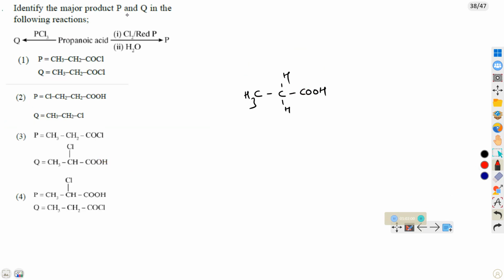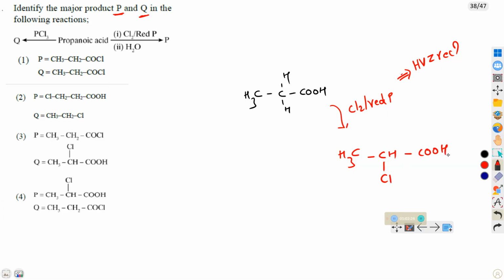Identify the major product P and Q in the following reaction. Propanoic acid you can take, reacts with Cl2 and red phosphorus. This is nothing but HVZ reaction. In HVZ reaction, remove alpha hydrogen, then CH3CHCl. In the place of alpha hydrogen, substitute chlorine atom. This is P and Q respectively. So no doubt, fourth option is correct option.